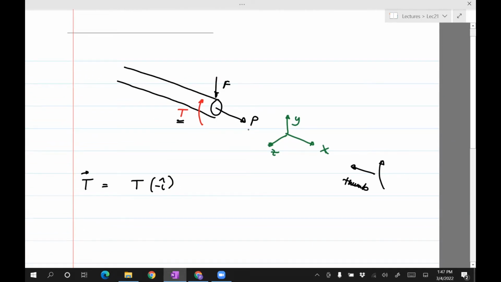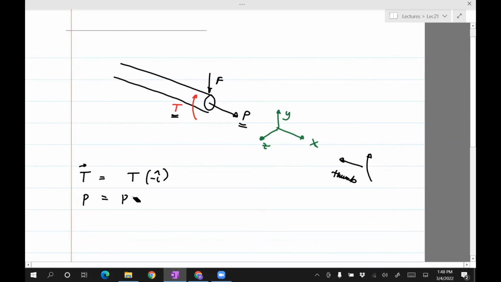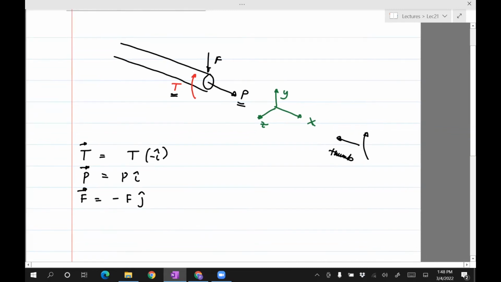So the force P here gives rise to an axial force, right? It's going to cause an axial stress. So we don't really need to write it as anything here. We can just write P equals P of I. Okay, and then the force F, this is the vector, is along the negative y direction. So F times J. Okay, so we've got that.